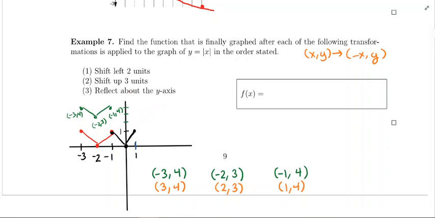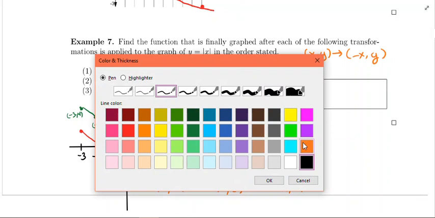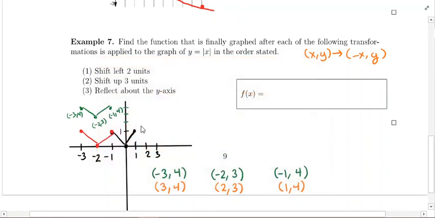I'm going to sketch out these points and then we'll try to come up with the equation. Here we go. We will plot these points. We have 3, 4, that's right here. Then 2, 3, that is right here. And then 1, 4. This is just a little portion of the final absolute value graph that we're trying to come up with. Once we come up with our equation, we can plug it into the calculator and see if it matches this portion of the orange graph.